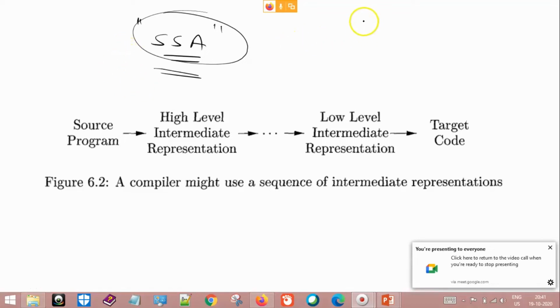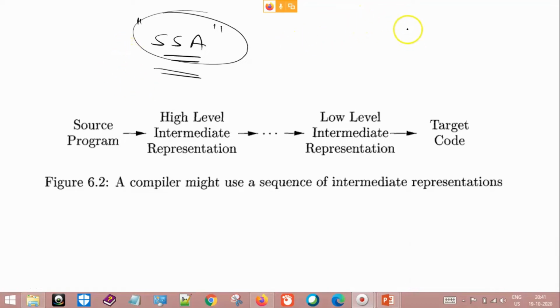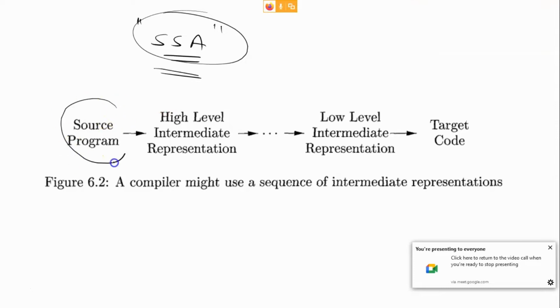Today we will study intermediate code generation. So you might already know that the compiler has some stages. Basically you have a source program, and that source program goes through some stages like lexical analysis, syntax analysis, semantic analysis. Roughly these stages we have.